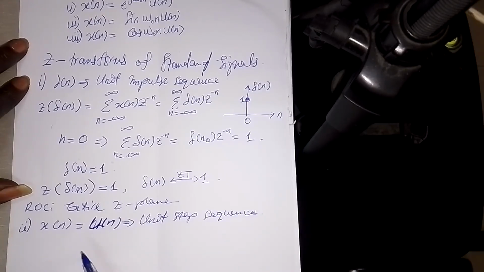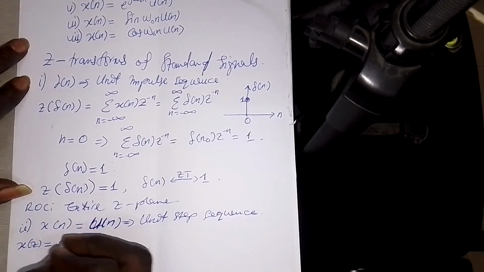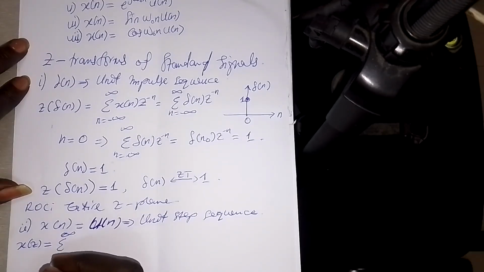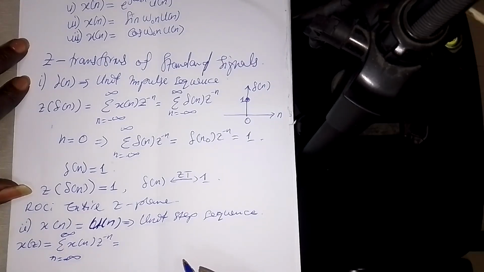So here, u of n. What we can say is that X of Z is equal to the summation from n equals minus infinity to infinity of x of n into Z to the power minus n.